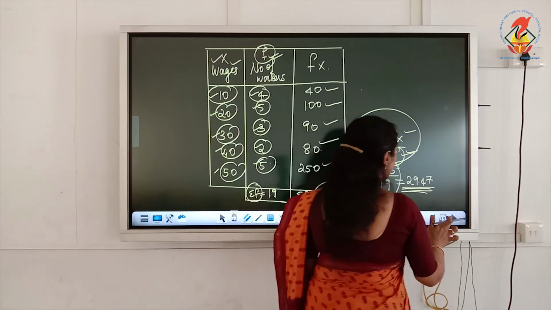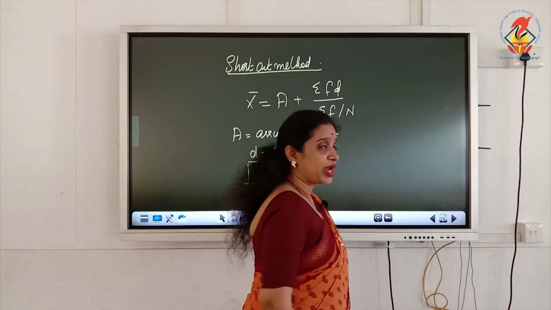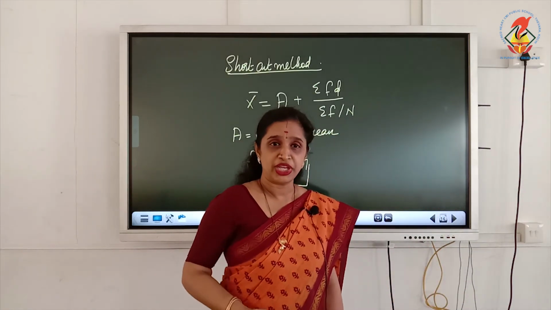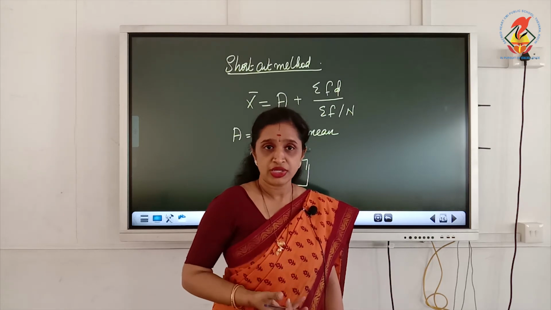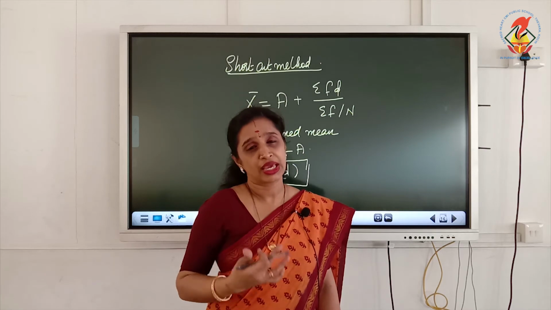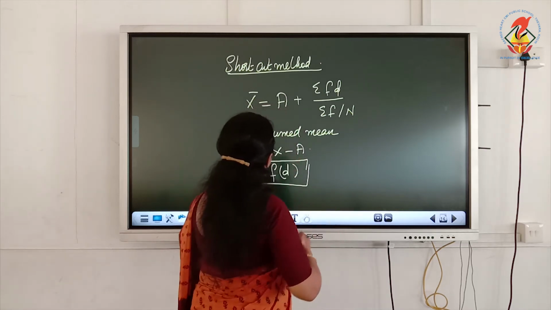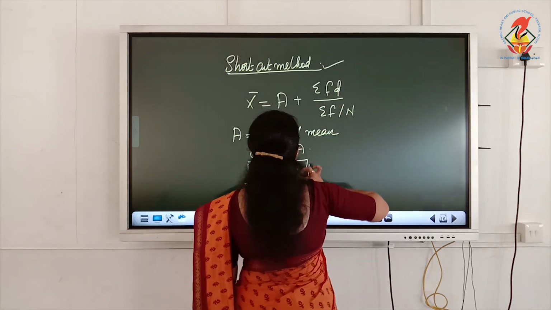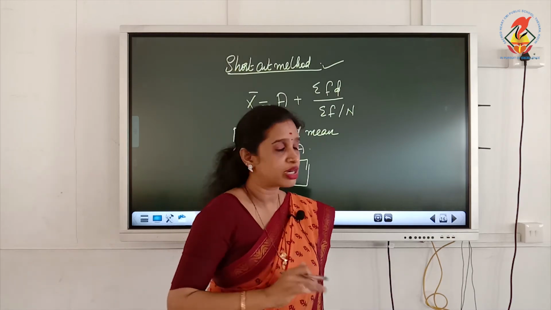Now you need to practice all the division and multiplication, so that you can be very fast in your calculation process to do arithmetic mean, median and mode. Now the next method is the shortcut method. So we finished with the direct method, next is the shortcut method.